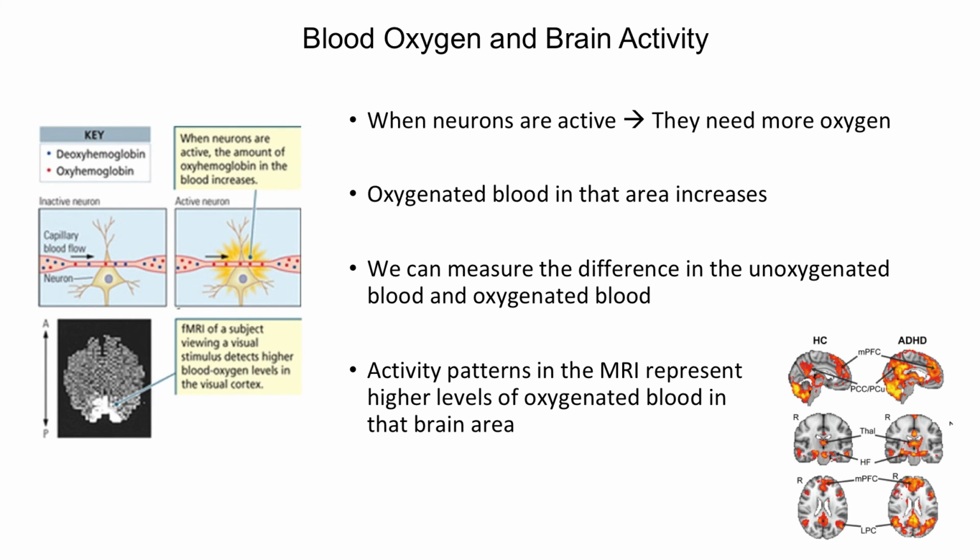Okay, here's a little recap. Whenever neurons are active, they need more oxygen, so oxygenated blood will go to that area. There will be an increased amount of oxygenated blood, and then we can measure the difference between the unoxygenated blood and oxygenated blood to see where there is an increase of activation. Activity patterns in the MRI represent higher levels of oxygenated blood in that brain area. An even easier recap: if there is more oxygenated blood, there is more activity.